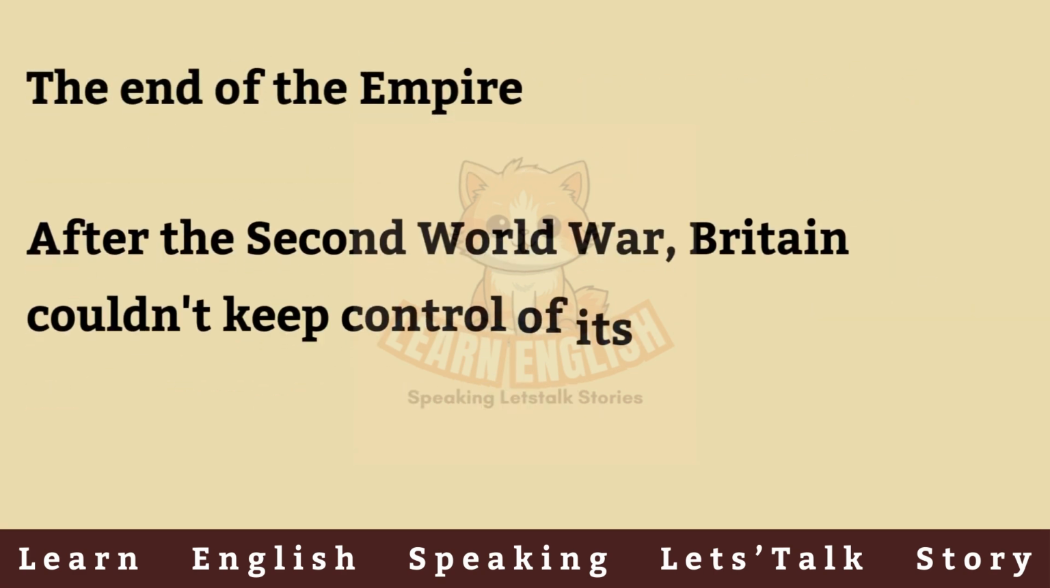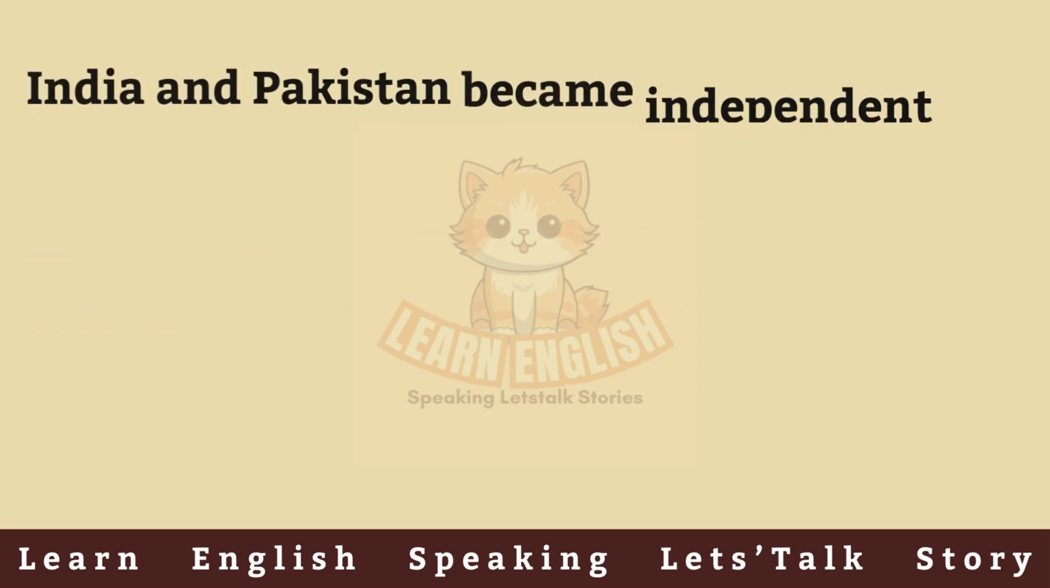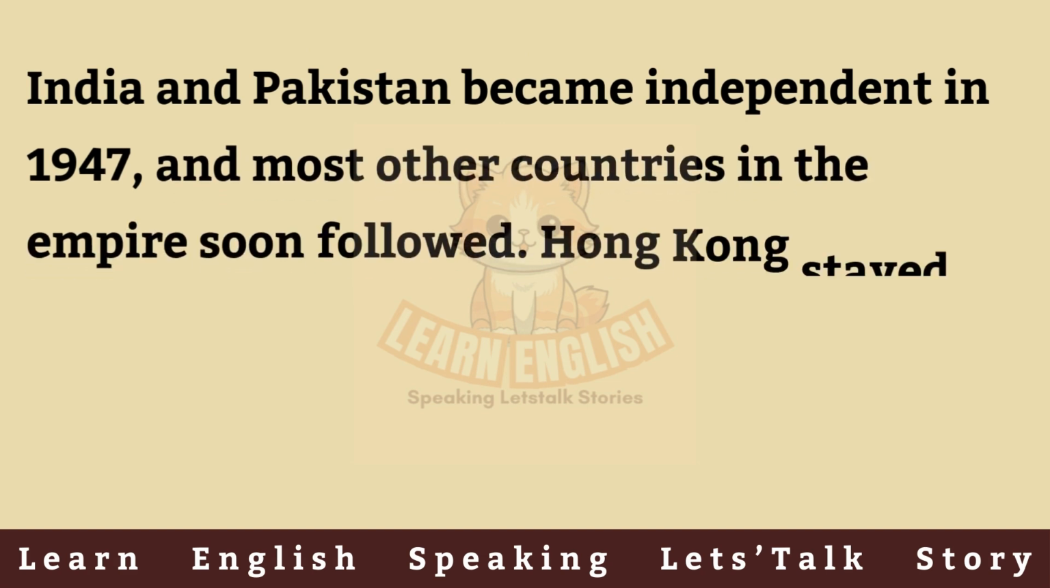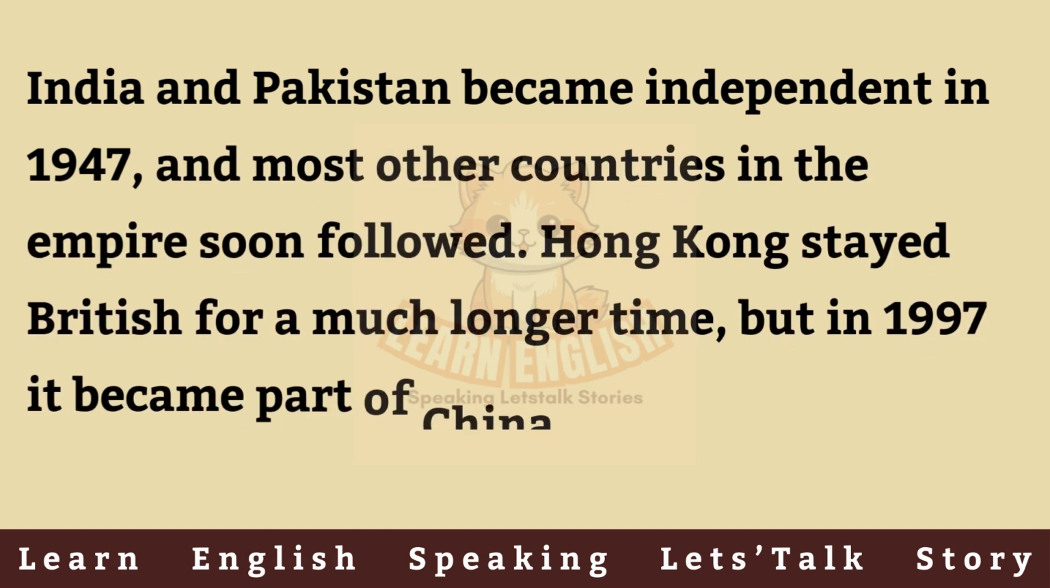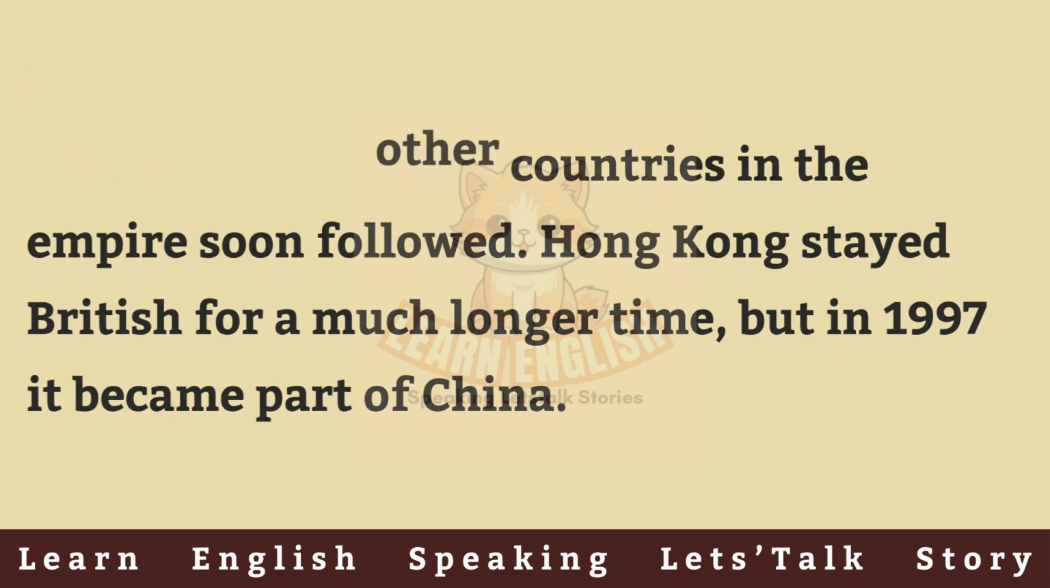The end of the empire. After the Second World War, Britain couldn't keep control of its empire. India and Pakistan became independent in 1947, and most other countries in the empire soon followed. Hong Kong stayed British for a much longer time, but in 1997 it became part of China.